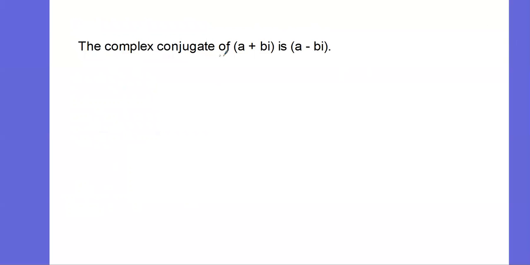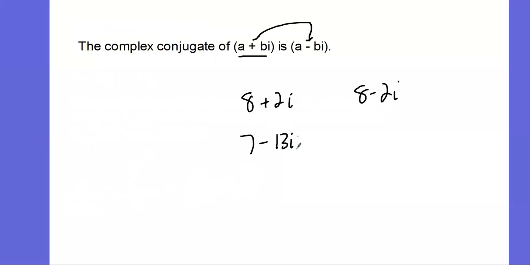So the complex conjugate of a plus bi, so any number written in that standard form, is a minus bi. So notice that all you have to do is change that sign in the middle. So if you had the number 8 plus 2i, the conjugate would be 8 minus 2i. If you have 7 minus 13i, the complex conjugate would be 7 plus 13i. So for anything that's a plus bi, it's a minus bi.